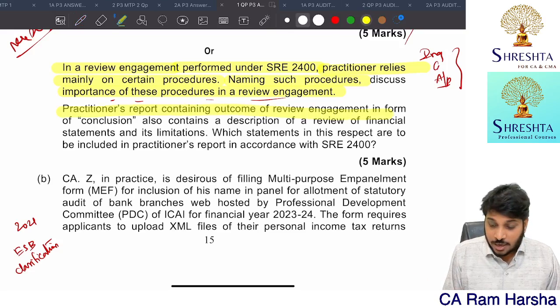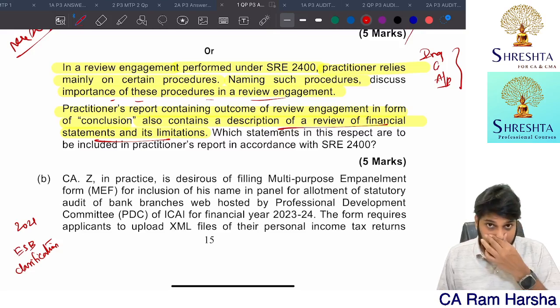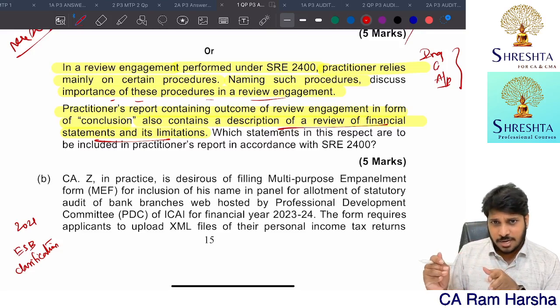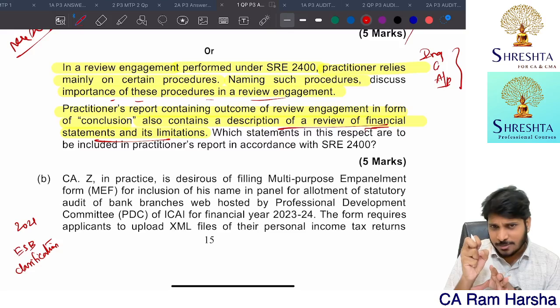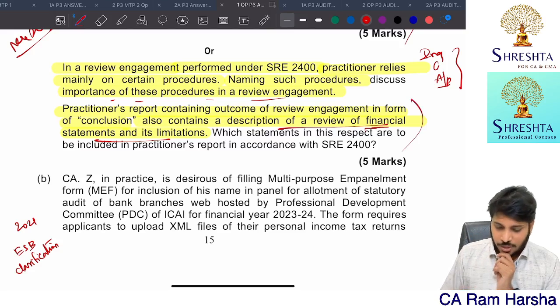The practitioner's report containing the outcome of the review in the form of a conclusion also contains a description of the review and its limitations. In the ultimate practitioner's report, when we are giving the review report, we talk about some limitations. A review is not an audit. A review is not an in-depth examination. So accordingly, we deny expression of opinion, a disclaimer of opinion. Remember some 2-3 statements that we have read; that alone you have to write.